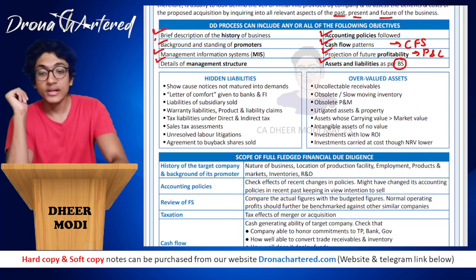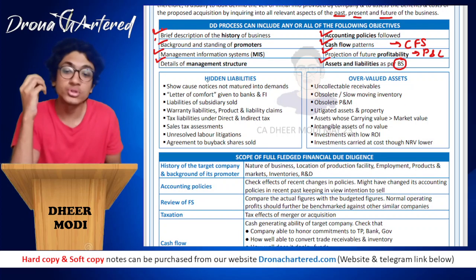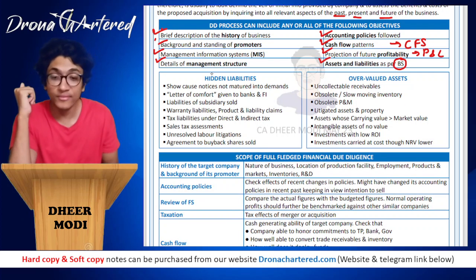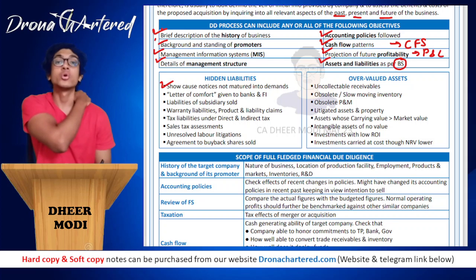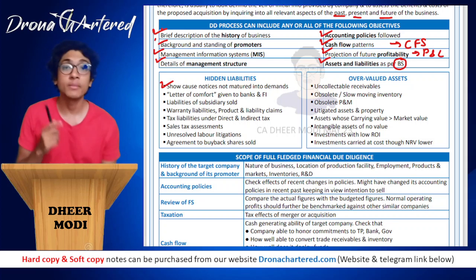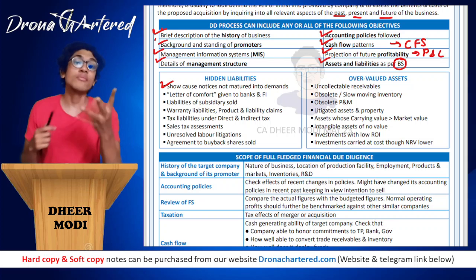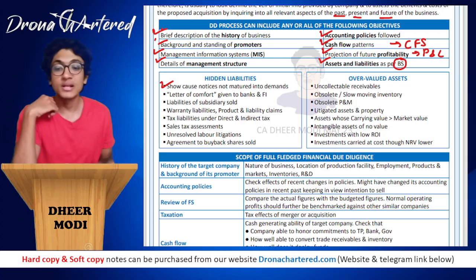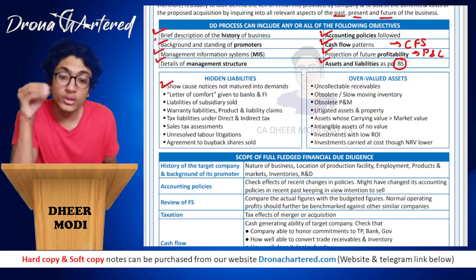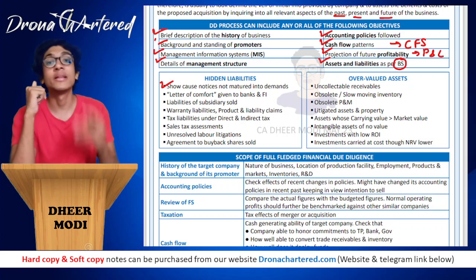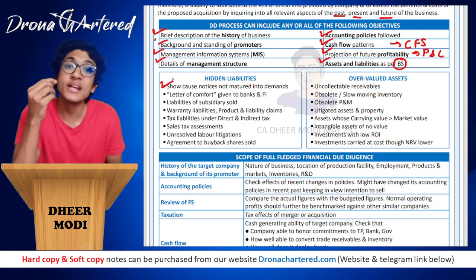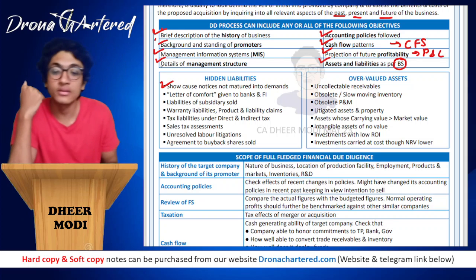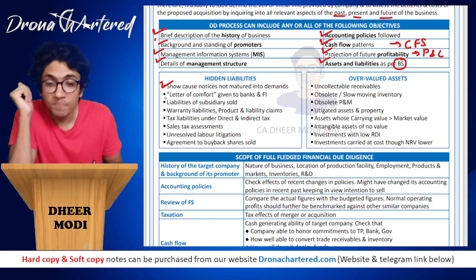Okay, next is hidden liabilities. So how to check hidden liabilities, or what are examples of hidden liabilities? So any show cause notice not matured into demand. That means if any department, any tax department, has given you a show cause notice as to why we should not charge you, why we should not penalize you, so it is still a show cause notice. It has not matured into a demand. That means it has not converted into a demand yet. Therefore, it is a hidden liability. That means this liability may arise in the future.